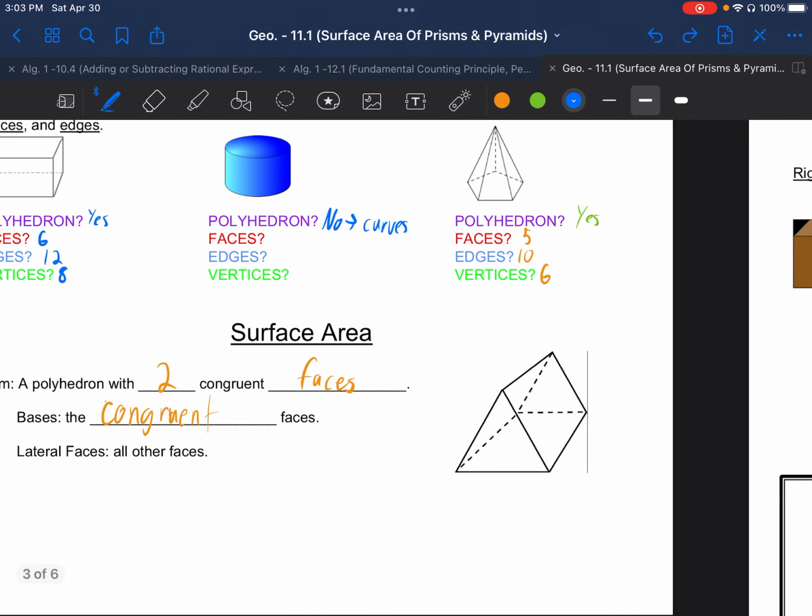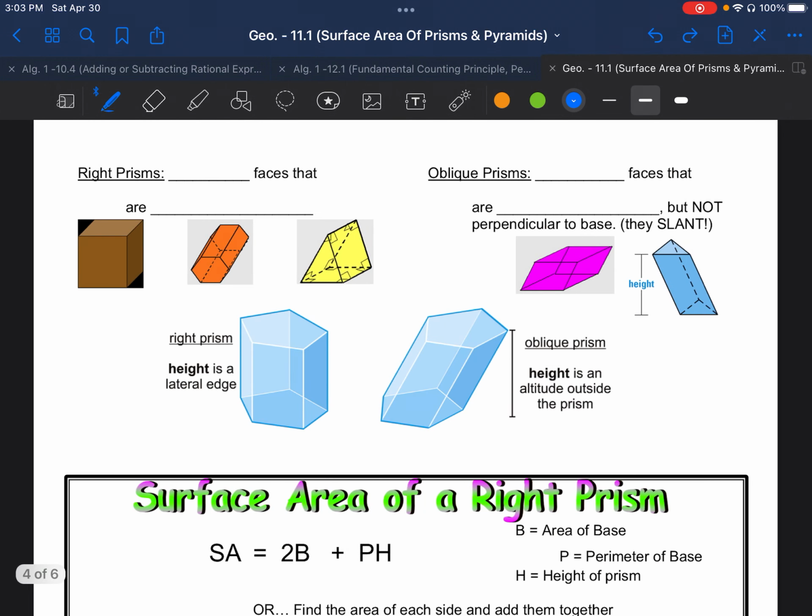So even more specifically on prisms, we have right prisms and oblique prisms. Right prisms have lateral faces that are rectangles. So the sides of right prisms have to be rectangles. You can see here, for example, we have a hexagon as the bases, and all the lateral faces are a bunch of rectangles. Here's another one where the bases are triangles and the lateral faces are rectangles.